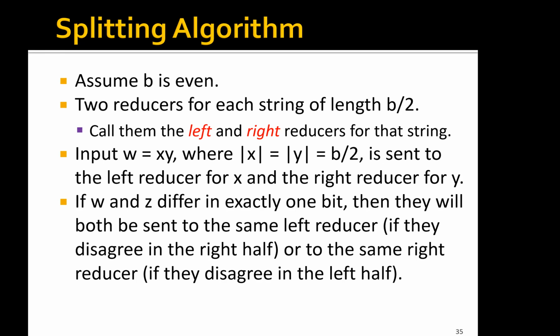Now, if 2 strings, say W and some other string Z, differ in exactly 1 bit, then they both get sent to the same left reducer if the bit in which they differ is in the right half, or they'll be sent to the same right reducer if they disagree in the left half, but not both. So now each reducer looks for the strings that it gets that differ in exactly 1 bit and outputs them. So now the replication rate is 2 because each string gets sent to 2 different reducers. And the reducer size is 2 to the B over 2 because, let's say, a left reducer can get 2 to the B over 2 different strings. That is, they have the same left half and all possible different right halves.